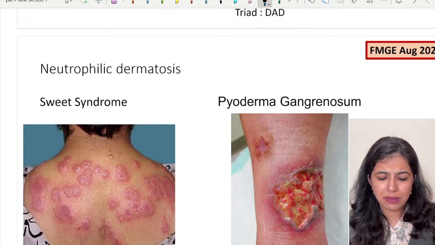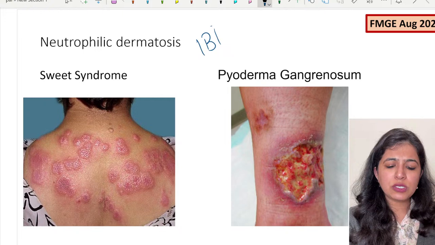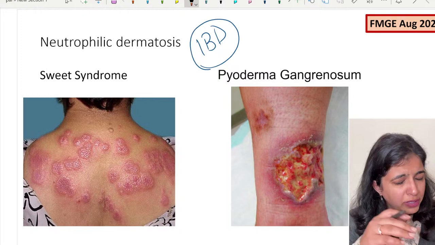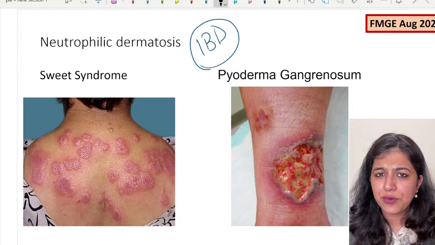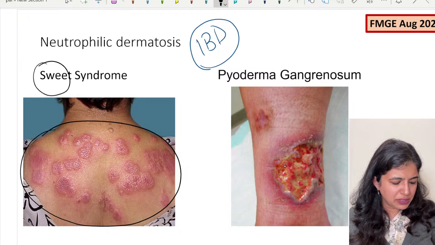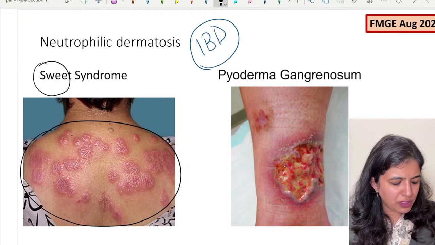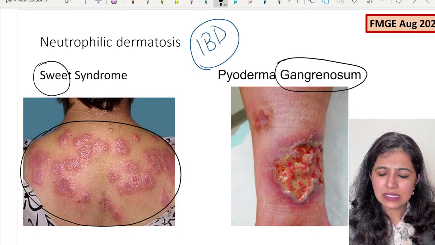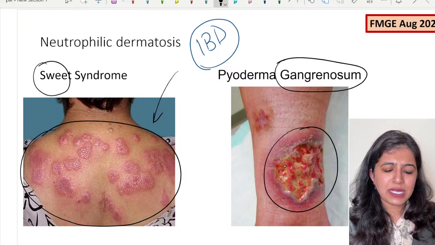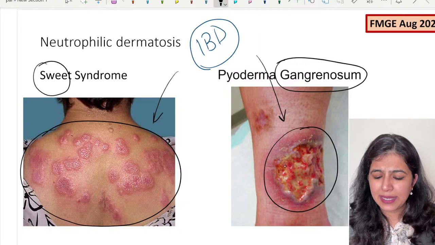Then we have neutrophilic dermatosis, which are more common in patients who suffer from inflammatory bowel disease, ulcerative colitis, Crohn's disease, can develop Sweet syndrome, can develop pyoderma gangrenosum. What is sweet? This is a mithai. It's a dessert. So patient presents with red mithai. So painful red mithai is Sweet syndrome. And gangrene means ulcer. Here patient presents with an ulcer with violaceous margins. So a patient suffering from inflammatory bowel disease with red mithai, Sweet syndrome, with a gangrenous ulcer, pyoderma gangrenosum. Treatment of choice for both is steroids.